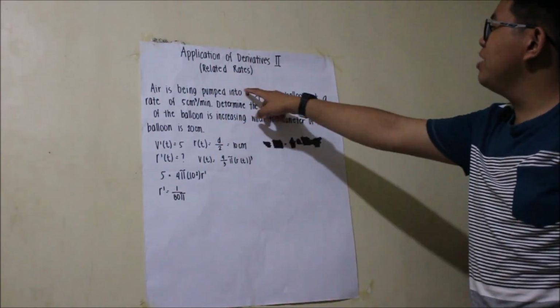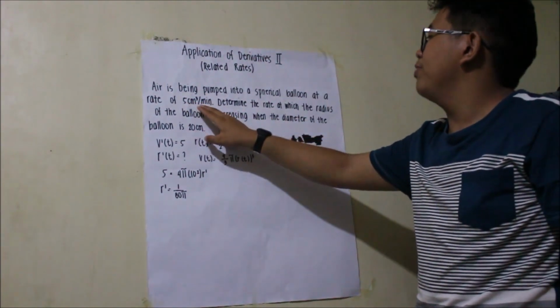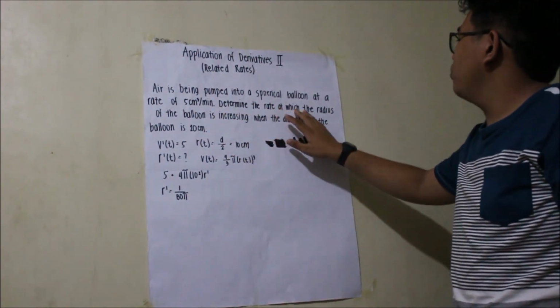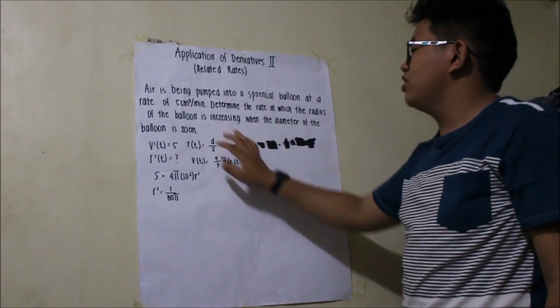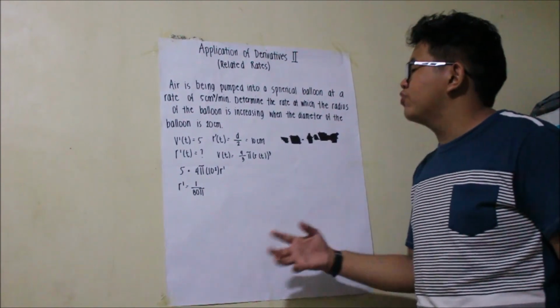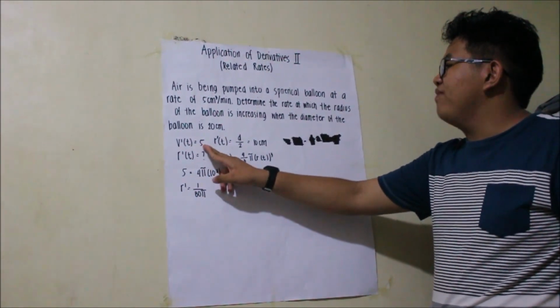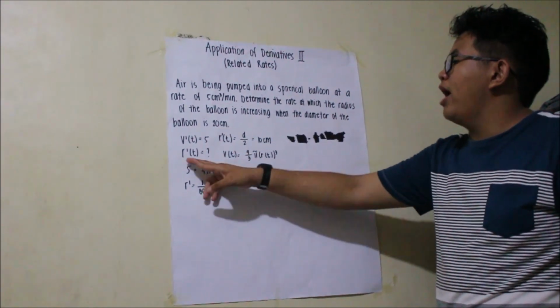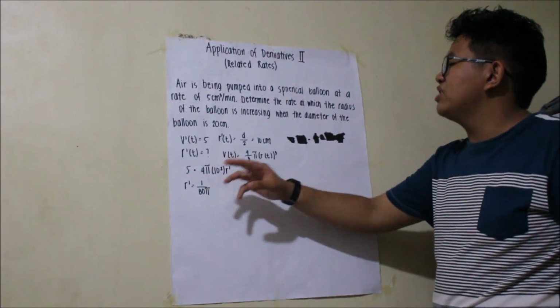So, application of derivatives, related rates, problem number 2. Suppose that air is being pumped into a spherical balloon at a rate of 5 cm³ per minute. Determine the rate at which the radius of the balloon is increasing when the diameter of the balloon is 20 centimeters. First, we need to find the values in order to solve our problem. We have V prime of t is equal to 5 in respect of volume, and we have r prime of t is equal to question mark as it is the radius.